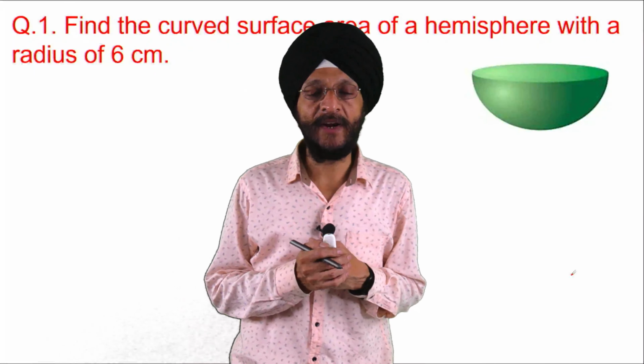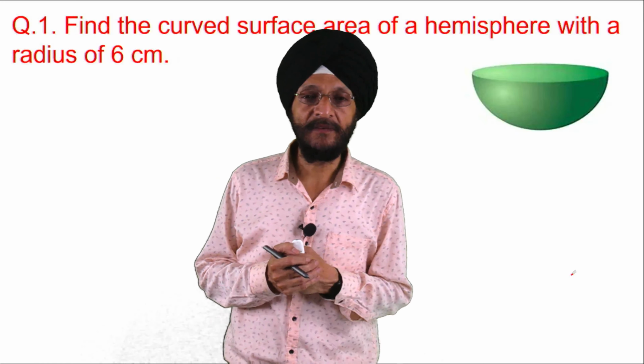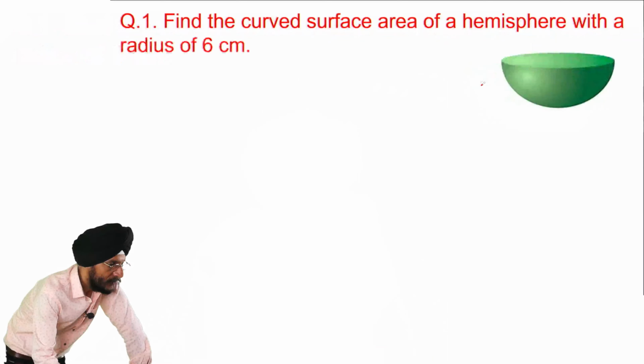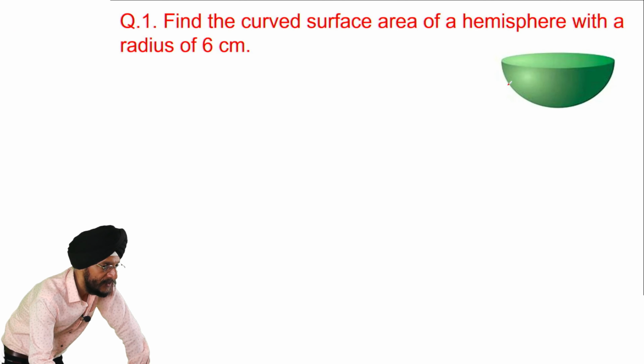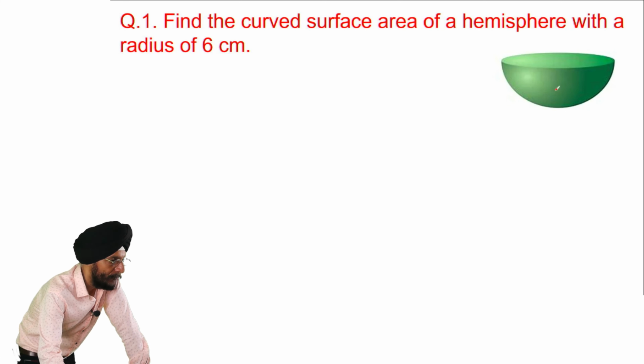Now we are to find the curved surface area of a hemisphere with a radius of 6 centimeter. You know that the curved surface area of hemisphere is the area of the rounded surface, that is this part. We are to calculate the area of this part which is curved, which is in round shape.